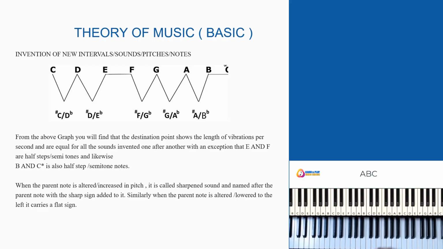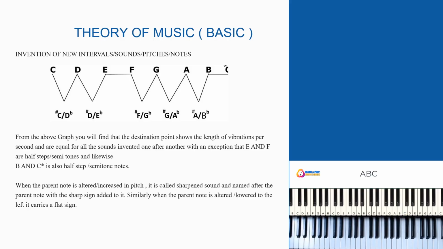If we see, start from C, end with C, you see on the capital letters on the top: D, E, F, G, A, B, C. But the black keys have been shown as C sharp or D flat, D sharp or E flat, and between E and F, no keys. Again, F sharp and G flat, G sharp, A flat, A sharp, B flat, and between B and C, no keys.